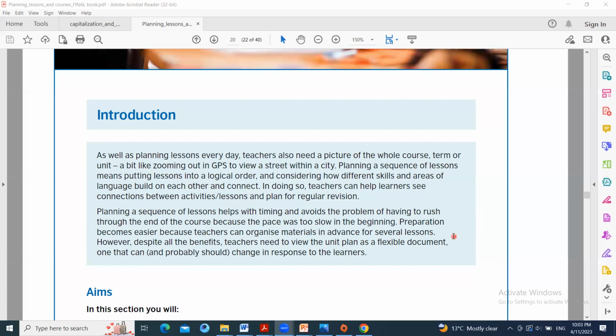However, despite all the benefits, teachers need to view the unit plan as a flexible document, one that can and probably should change in response to the learners.